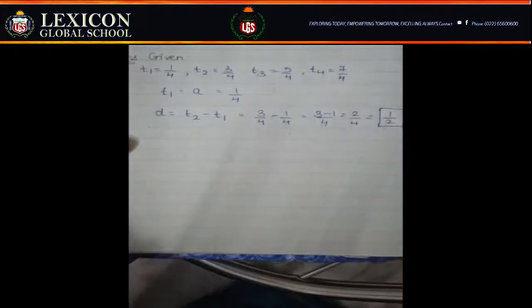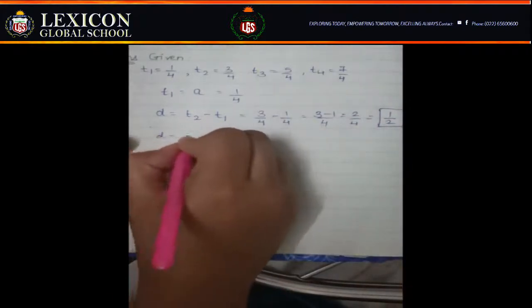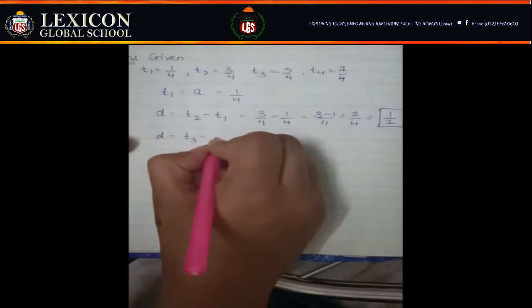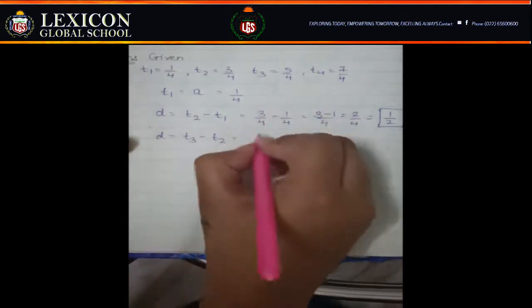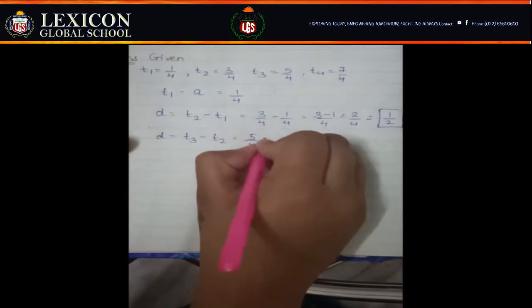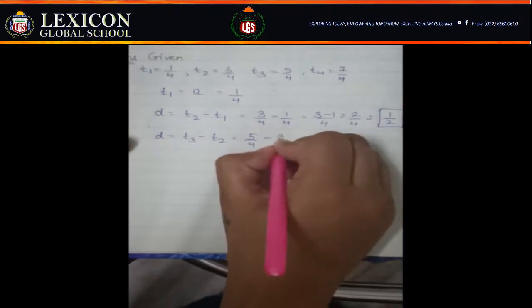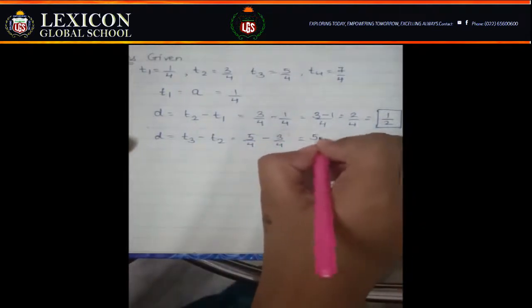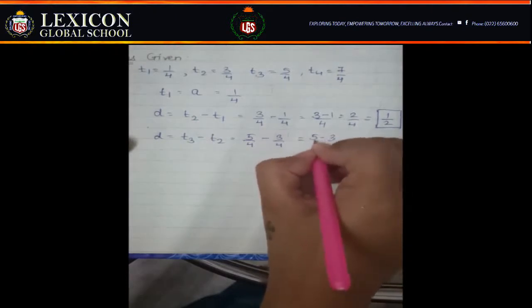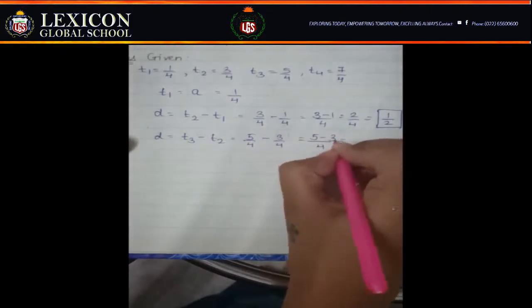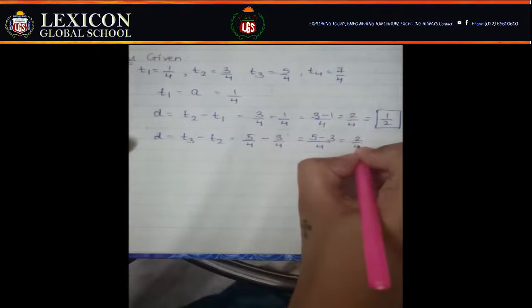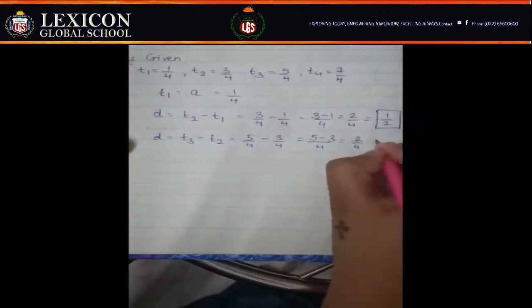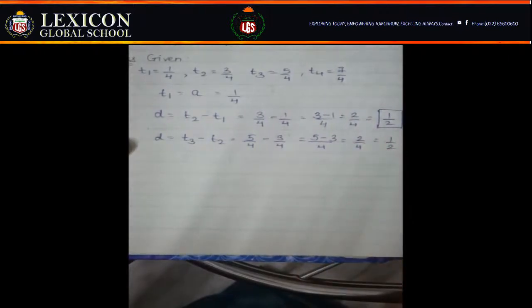We'll move ahead. D is equal to T3 minus T2. T3, 5 upon 4. T2, 3 upon 4. Common denominator, so subtract the numerators. 5 minus 3 upon 4. 5 minus 3, 2 upon 4. When you reduce it, you get it as 1 upon 2.